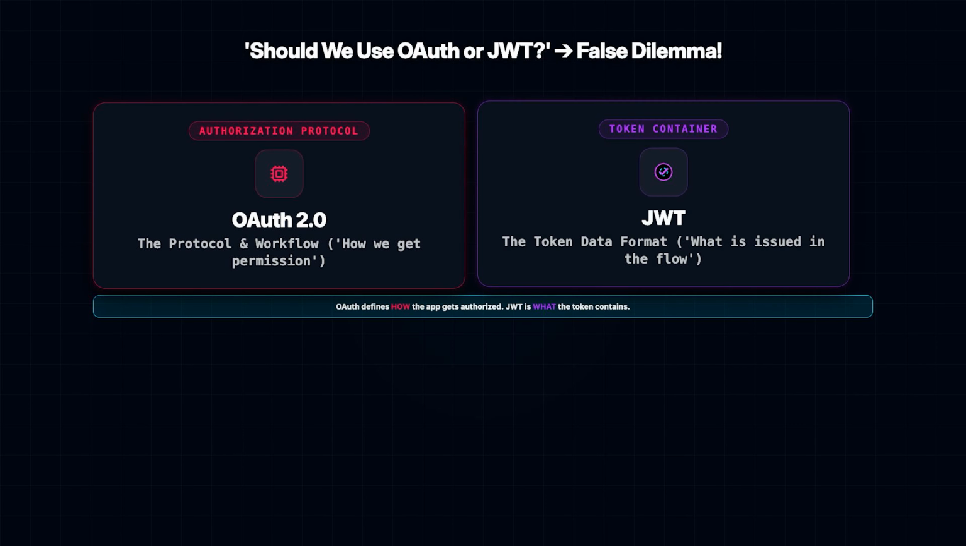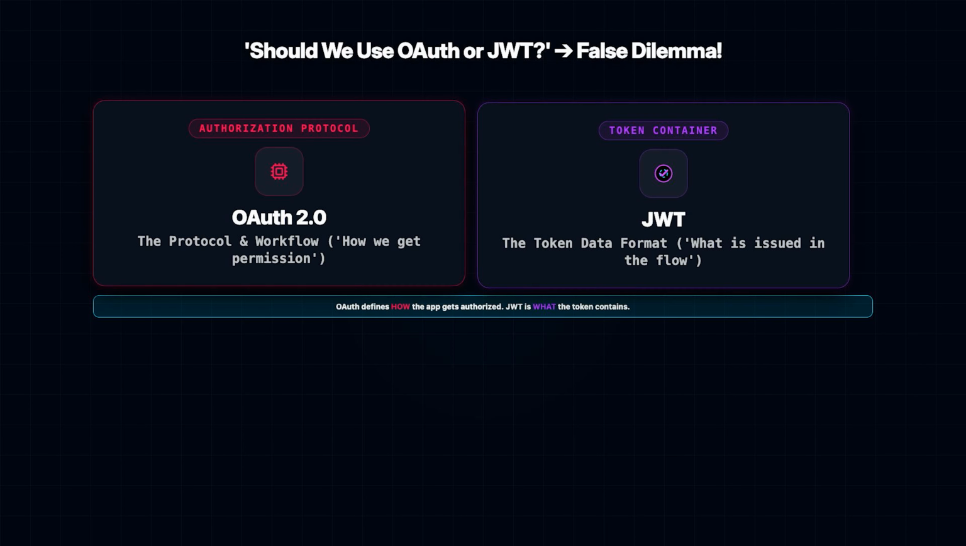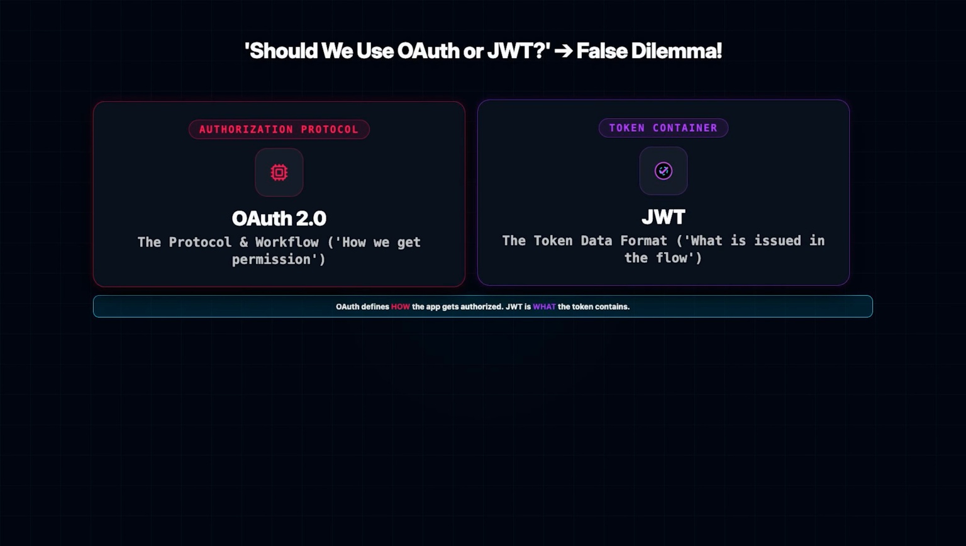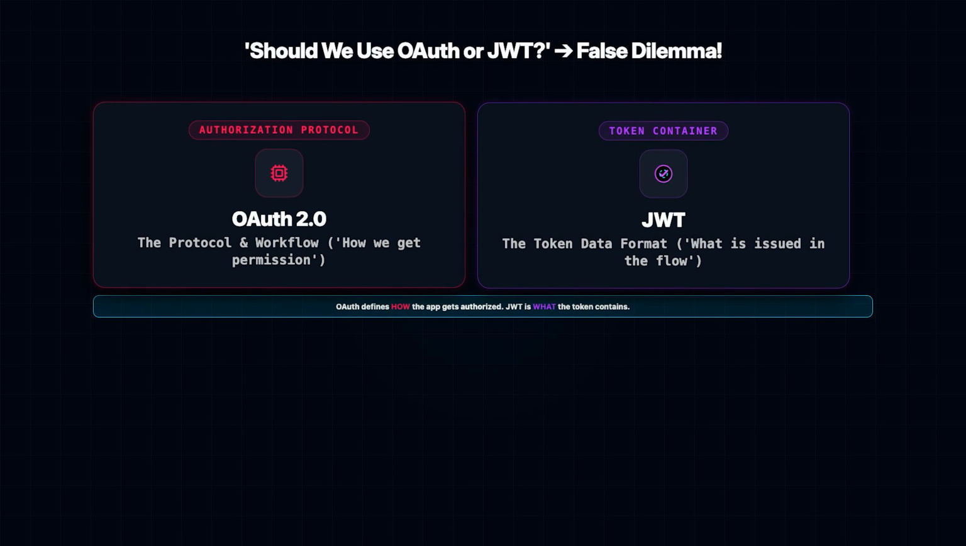So when someone asks, should we use OAuth or JWT? That question is mixing two different concepts. OAuth defines the authorization flow, how the application gets the access. JWT may be a format of the token that is issued during that flow. This is how they fit together.